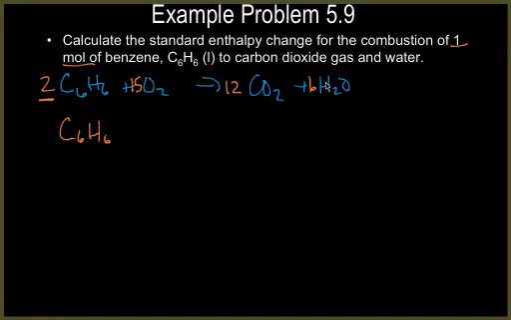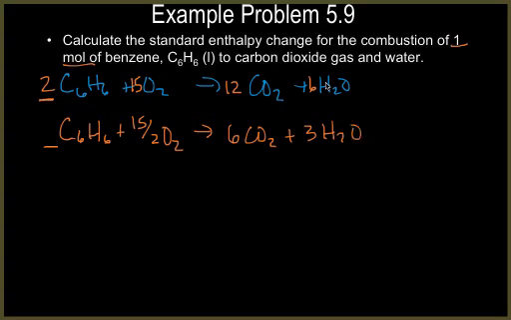So like we said, we're allowed to use fractions when we balance reactions for thermochemistry. So I'm going to say 15 halves O2 because I'm going to divide everything by 2, so I end up with a 1 coefficient in the front here. 6 CO2 plus 3 H2O. Okay, so that's my overall balanced equation.